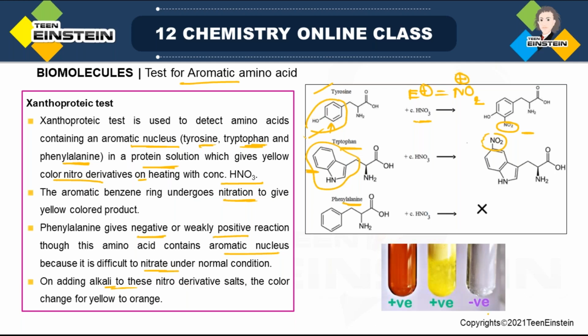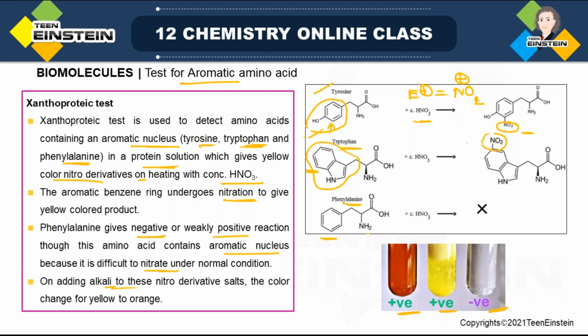If there is no aromatic nucleus present in the side chain of the sample, the test will be negative, and there is no yellow color. It will be yellow when a nitro group is inserted, and if you add alkali, the color becomes more intense, changing to orange. So in this way we can understand whether an aromatic ring is present in the side chain of the amino acid. If it is not present, the test will not be positive. It is specifically for tyrosine and tryptophan, because these two are the most common aromatic side chains we see. Another important aromatic amino acid, phenylalanine, is mostly negative in this test.